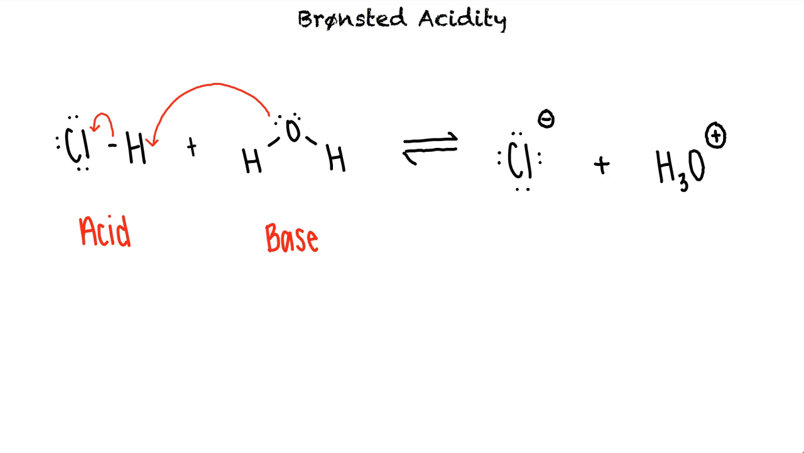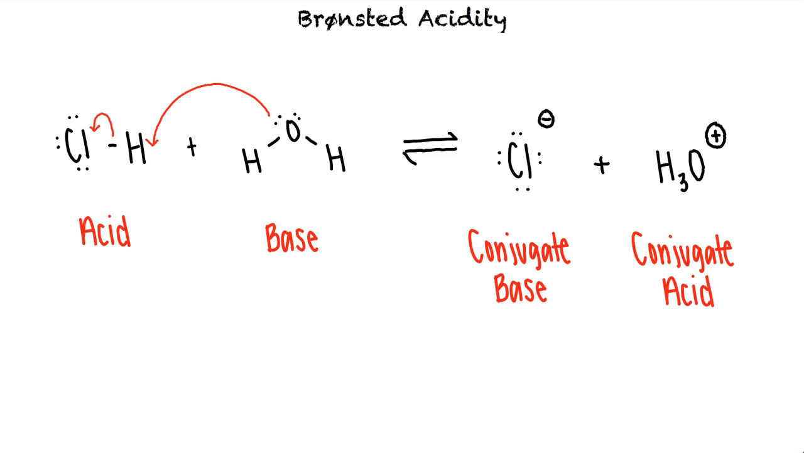The chloride anion is the conjugate base of the original acid, and the hydronium cation is the conjugate acid of the original base. Acids and bases typically react because doing so lowers the energy of the electrons.